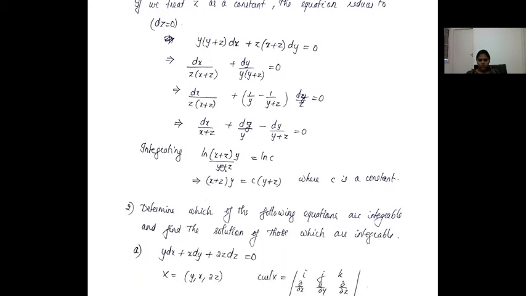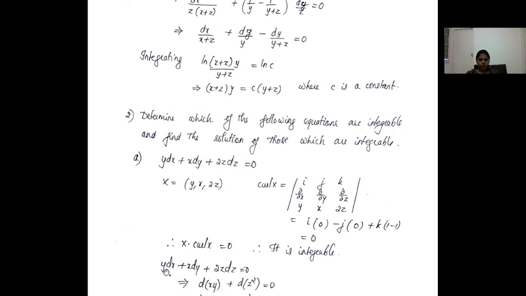And the second question is, again you have to check whether the equation is integrable and you need to find a solution. So here X is a vector (y, x, 2z). So I'm calculating curl X here. So curl X is 0. So if curl X is 0, then X dot curl X is equal to 0.